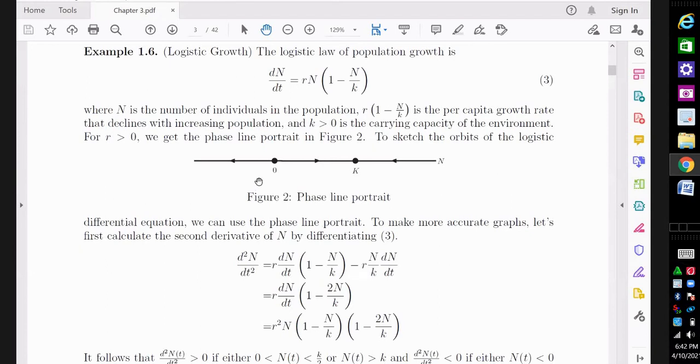So if some solution is initially less than 0, then it approaches minus infinity, it moves away from 0. If some solution is in between 0 and k, it approaches k, and if some solution is greater than k, then it approaches k from above. So 0 is an unstable equilibrium point, k is a stable equilibrium point.